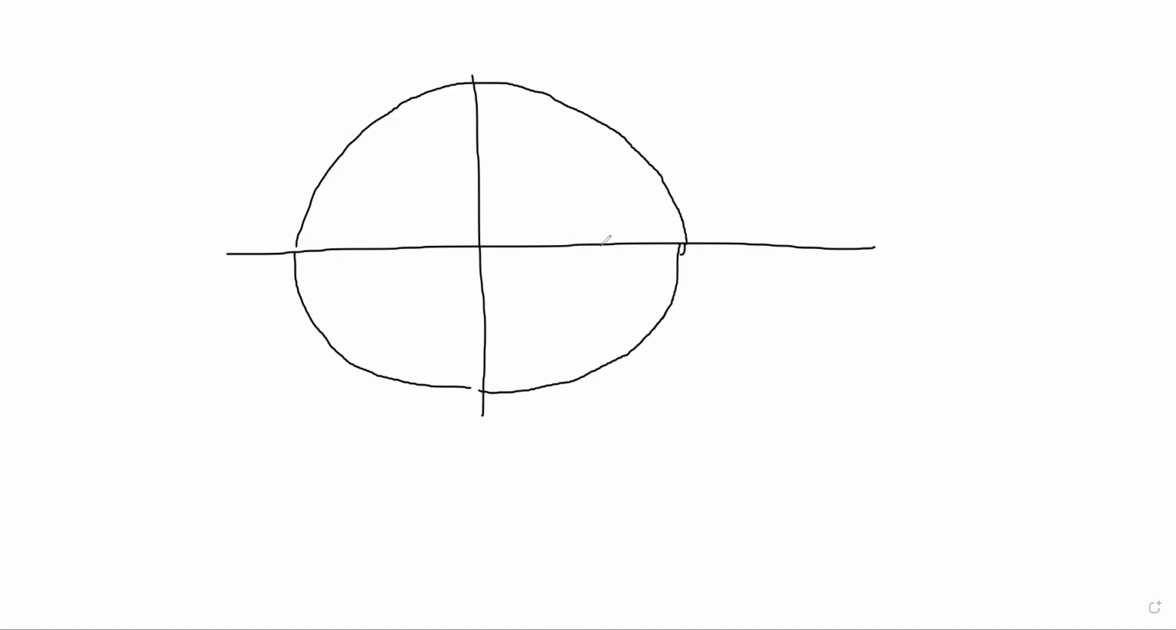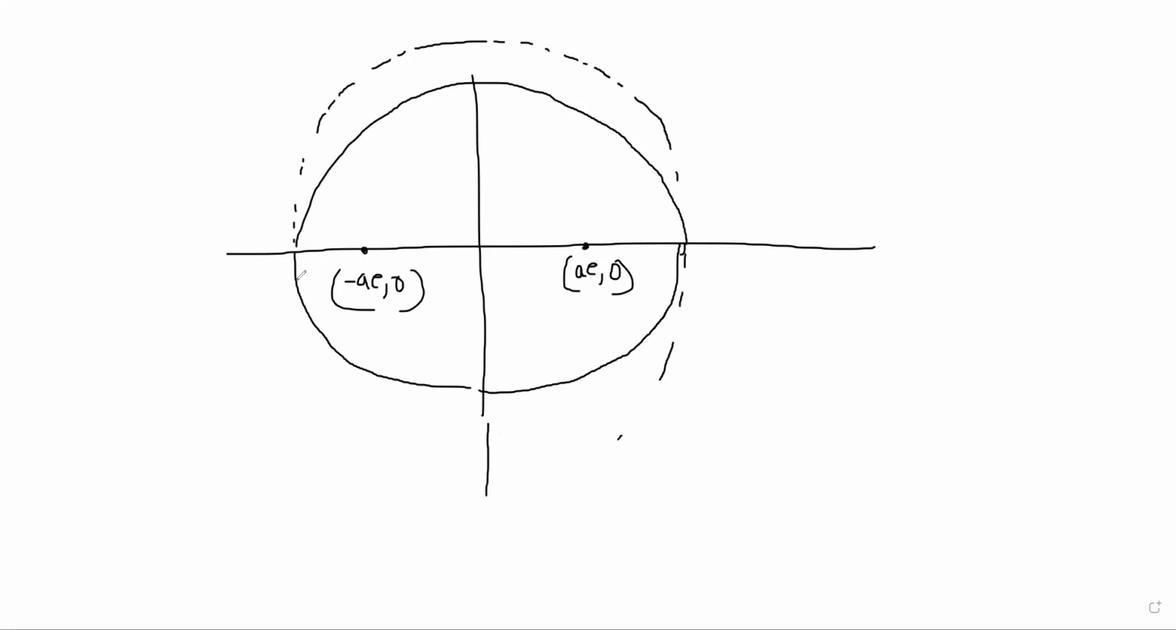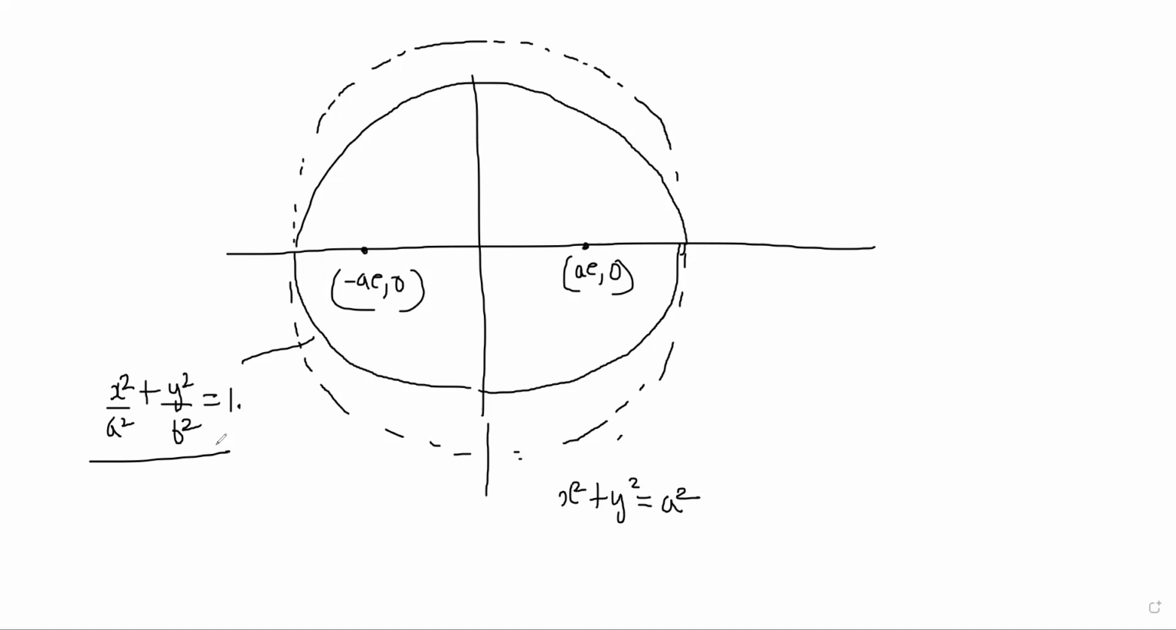Let's say AE is somewhere here. This is minus AE comma 0. This is the auxiliary circle. This circle is x square plus y square is equal to a square. This ellipse is x square by a square plus y square by b square is equal to 1, right?